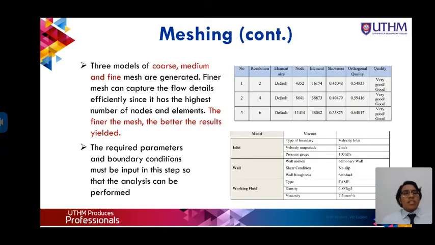The mesh can be defined as coarse, medium, or fine. However, we tend to choose fine mesh because the finer the mesh, the better the results yielded. On the right side, there is a table that shows the results of the meshing from coarse, medium, and fine meshing. The boundary conditions and parameters must also be included in the analysis so that the analysis can be performed.